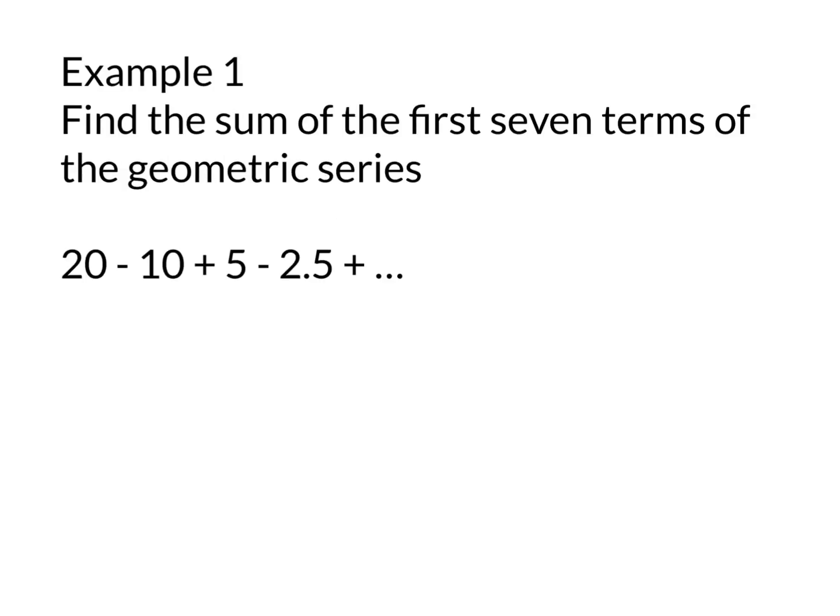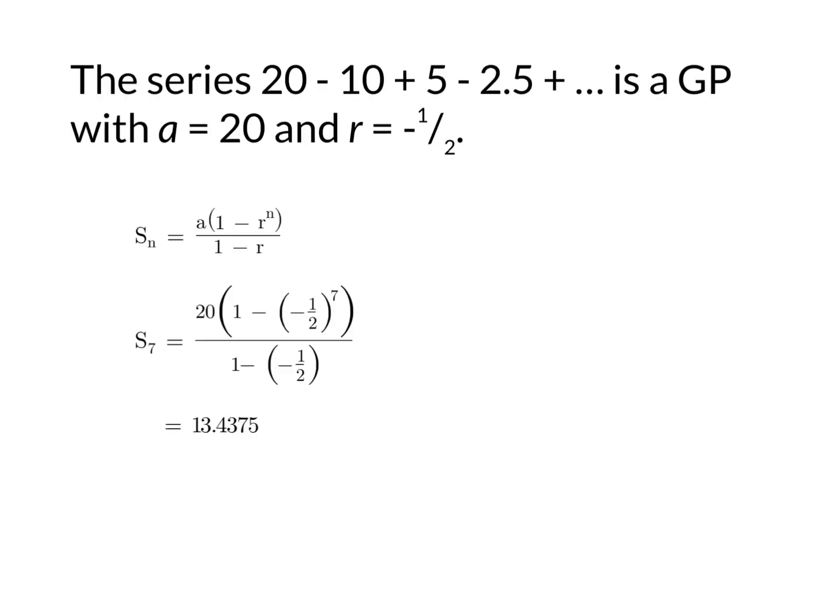So example 1, we're going to find the sum of the first 7 terms of a geometric series, that is 20 minus 10 plus 5 minus 2.5 plus, and then it just obviously continues. So the series 20 minus 10 plus 5 minus 2.5 plus is a geometric progression with a equal to 20 and r is equal to minus a half.